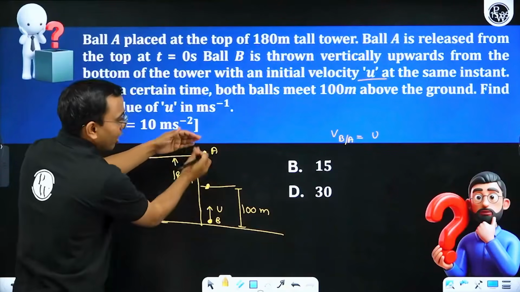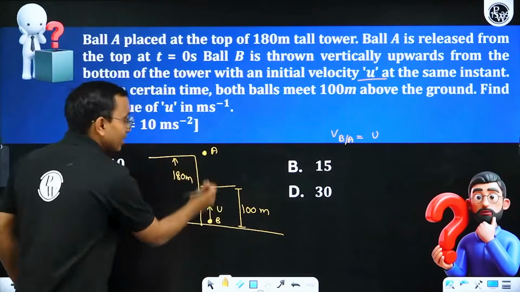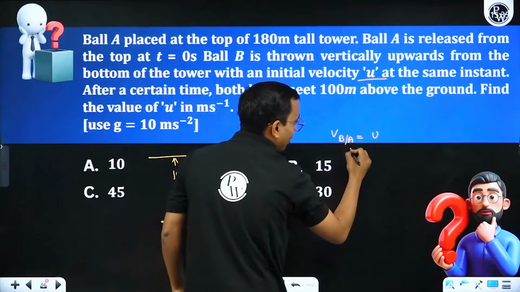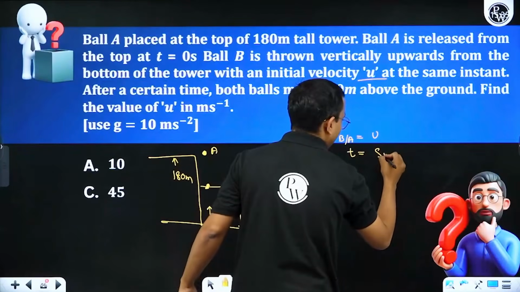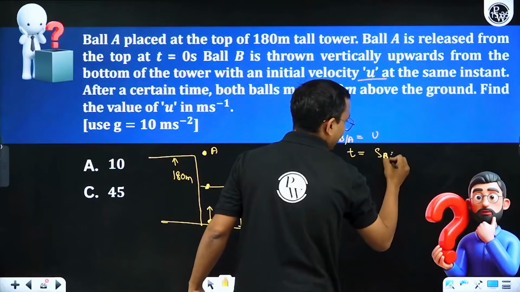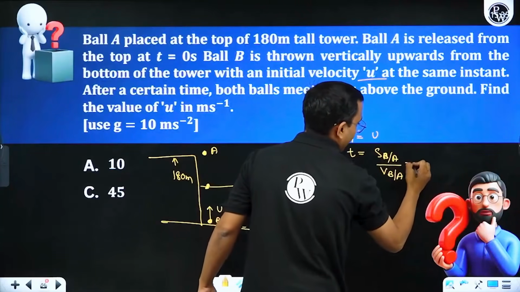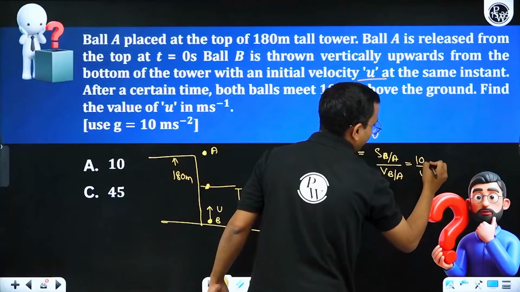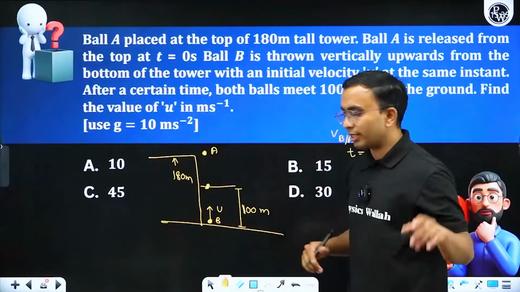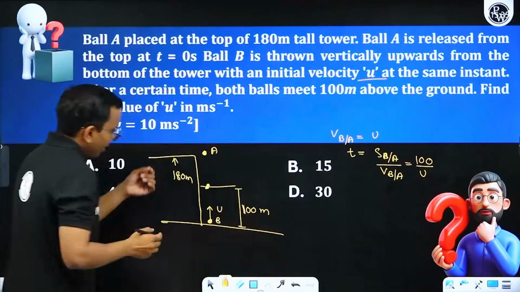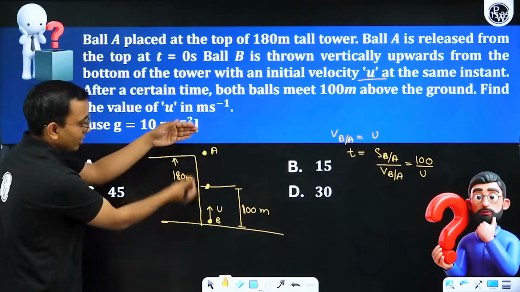With respect to A, it covered how much distance? Because A is stationary, na? With respect to means I took that as stationary. It covered 100-meter distance. So the time it will take is equal to the relative distance it covered divided by the relative velocity, 100 by u. Sorry, 180, not 100. I made a mistake in explaining. The total distance is 180 meter.